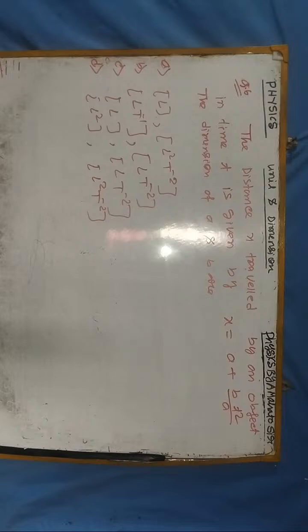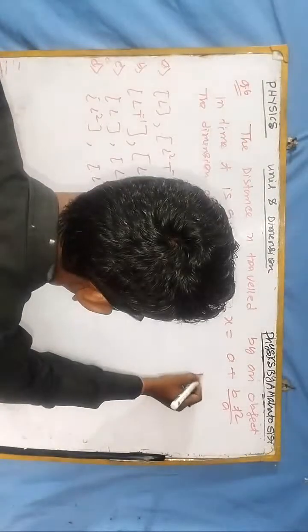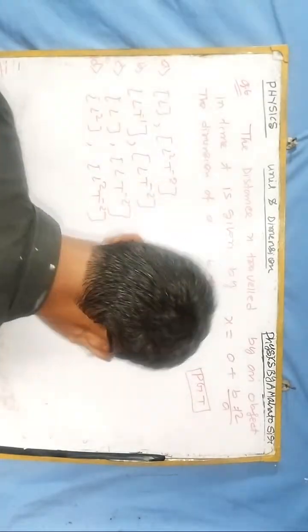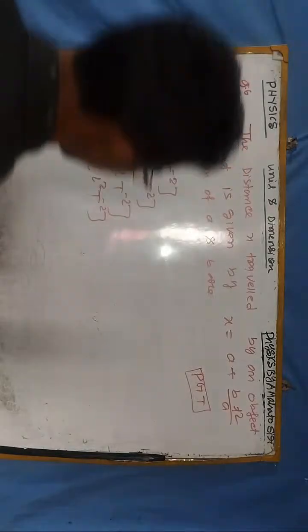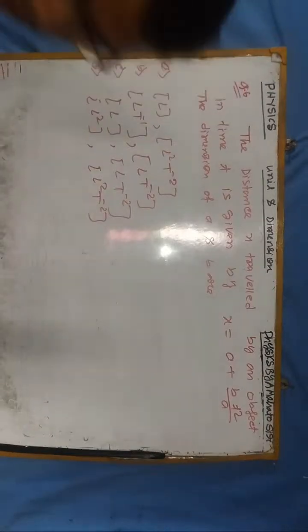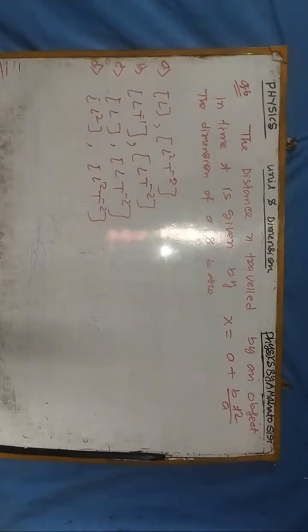This is an important problem for any TGT exam, board exam student, or any competitive exam. So now the distance x travelled by an object in time t is given by x equal to a plus b t square by a. Find the dimensions of a and b. Now write the problem down completely.